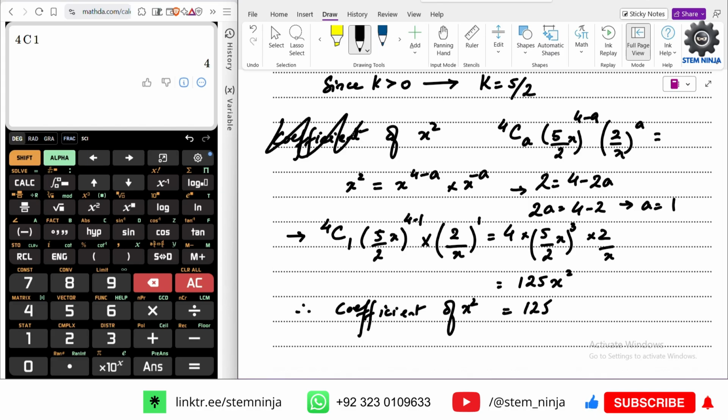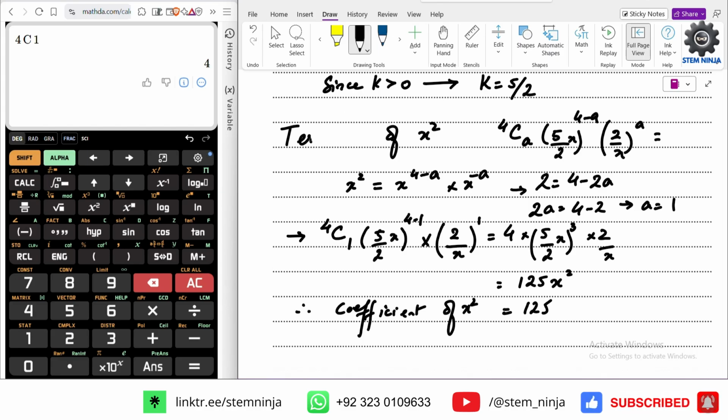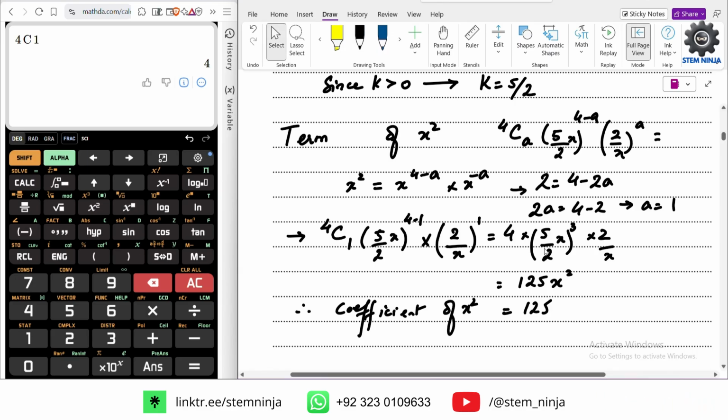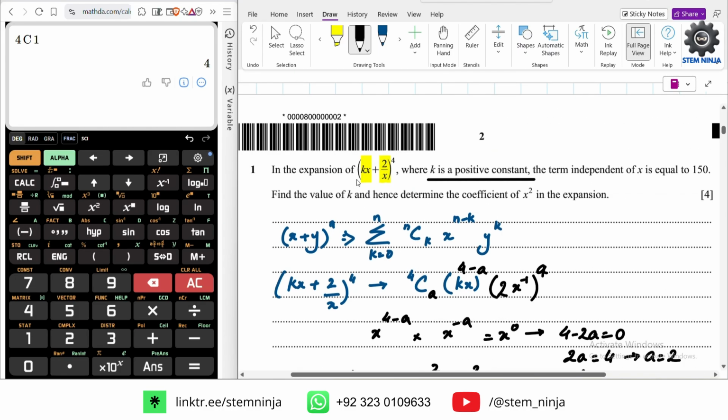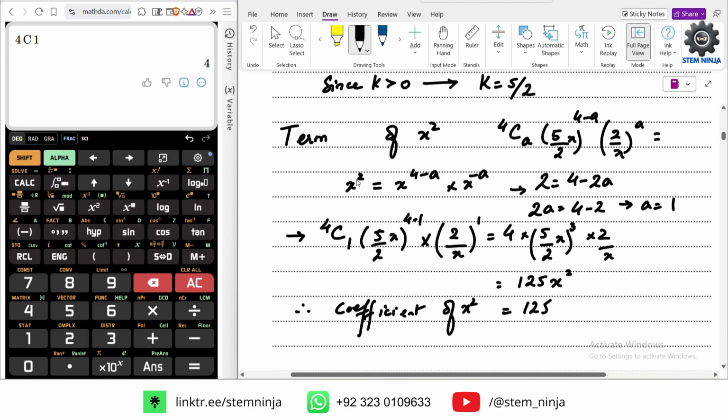So this time it's not the coefficient, this was the term containing x squared, the term corresponding to x squared. Okay, so yeah, that was the question. Let's move on to the next question.